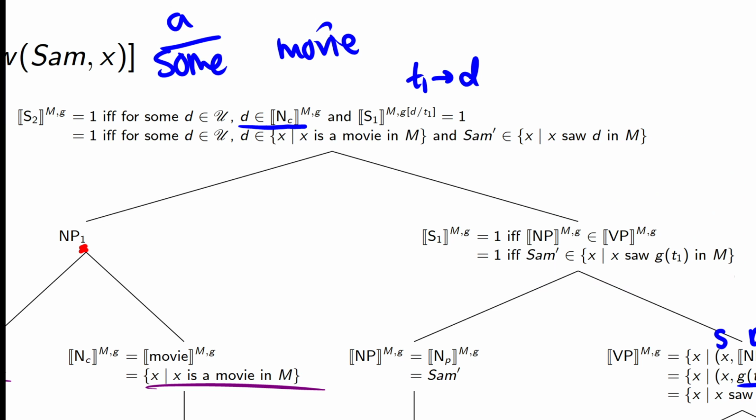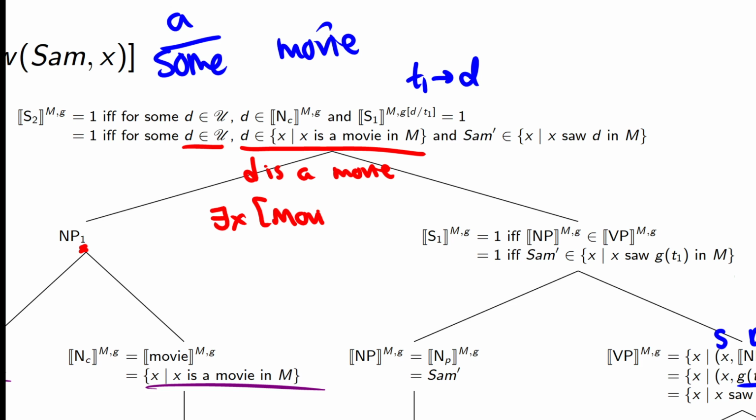So if I remove some of this here, and we talk about the actual translation. So this is 1 if for some D in our universe, D is in the set of X's that X is a movie in M. So D is a movie. This is like saying there exists an X such that movie X, and Sam prime is in the set of X's that X saw D in M.